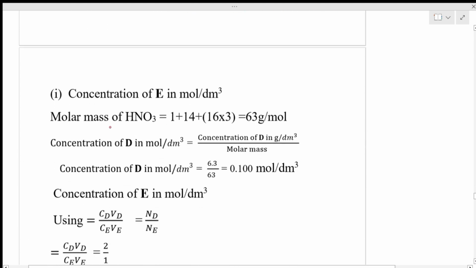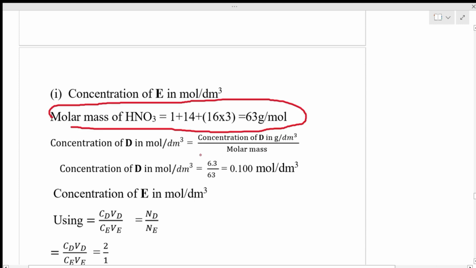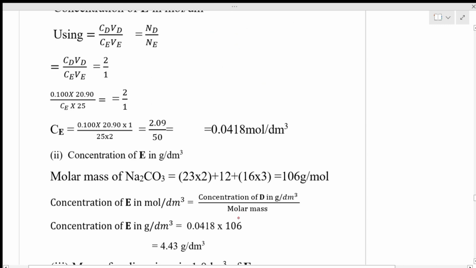Our molar mass again gives us this. You should know that by now. You can use these in gram per dm³, giving 6.3 divided by 6, calculated as 0.1 mole per dm³. Okay. Now doing that, we are going to have this.